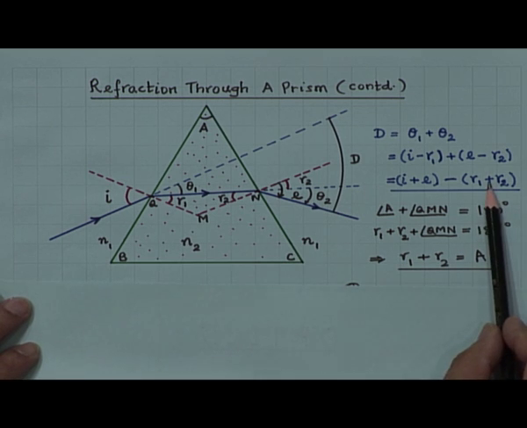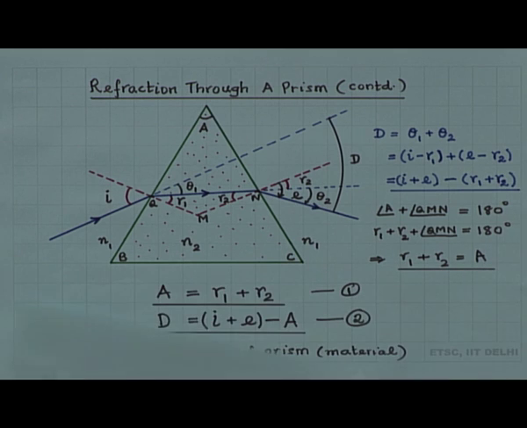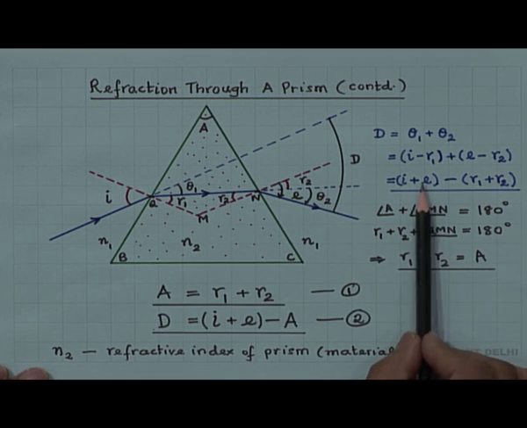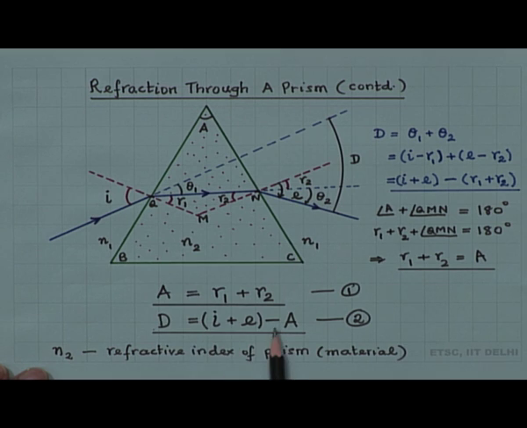So, we can substitute in this equation here, and therefore, we have A is equal to R 1 plus R 2 and D is equal to I plus E minus A. So, we call these equation 1 and 2. N 2 is the refractive index of the prism, and N 1 is the refractive index of the outside medium, which is usually air.